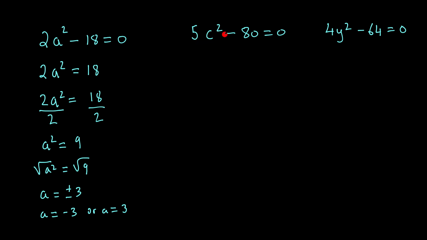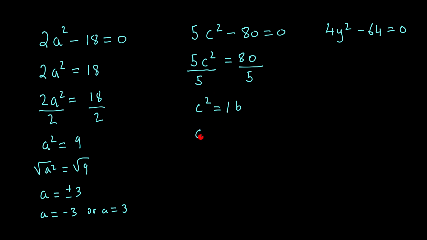So we've got 5c squared minus 80 is equal to 0. Once again, following the same procedures, we have 5c squared. Now if I take the 80 to the other side, it becomes positive. So that will be positive 80. Now I divide both sides by the coefficient in front of the c squared, and that would give me c squared is equal to 16.